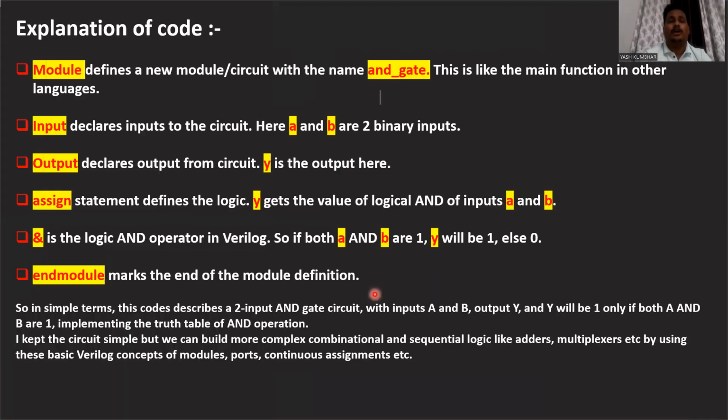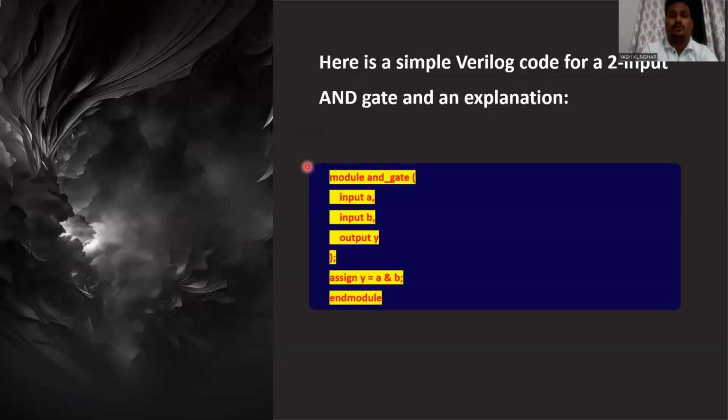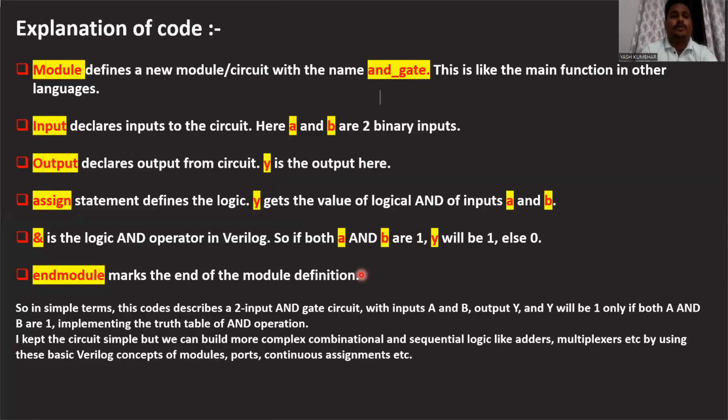Let's go deep into the code. The keyword module defines a new module or circuit with the name and_gate. This is like the main function in other languages. The keyword input declares the inputs to the circuit. Here, A and B are two binary inputs, as I have mentioned before. The keyword output declares the output from the circuit. Y is the output in our code.